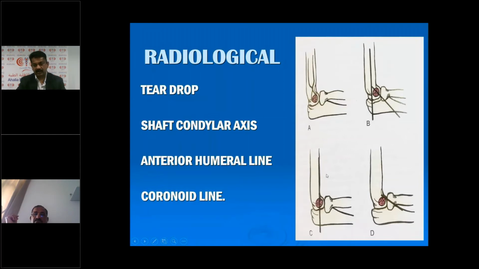Now this is the anterior humeral line. This is one of the most important lines that we use in the treatment. Many of the treatment decisions are based on the anterior humeral line. A line drawn through the anterior cortex of the humerus transects the capitulum in its middle. In extension supracondylar, it usually will be transecting more anteriorly. And this is the coronoid line. The line drawn through the anterior border of the coronoid usually touches the lateral condyle on its anterior aspect. In extension supracondylar, usually it will be more anterior.